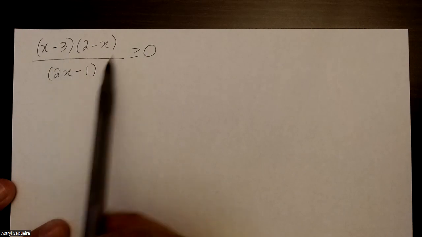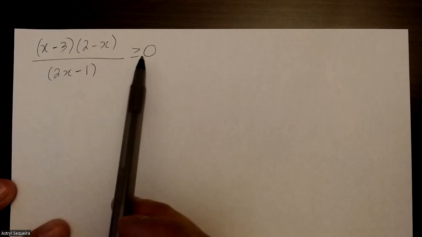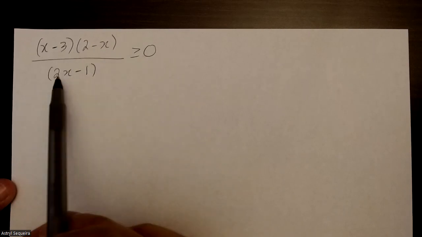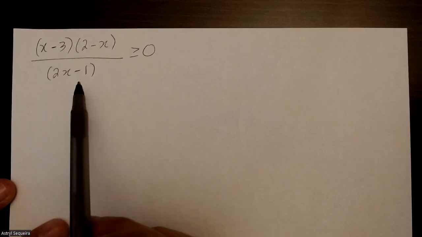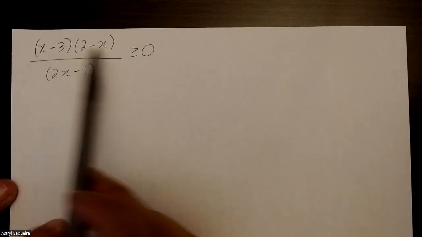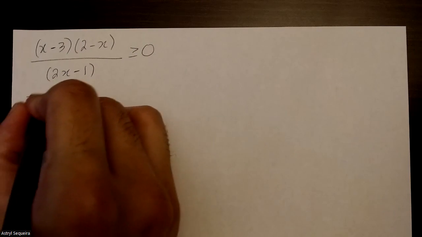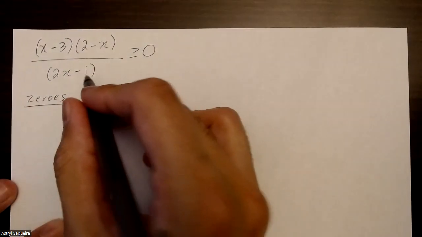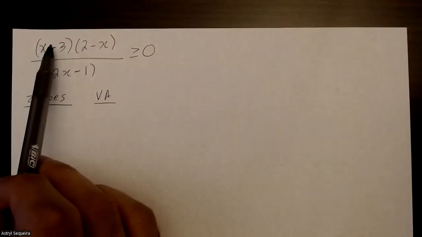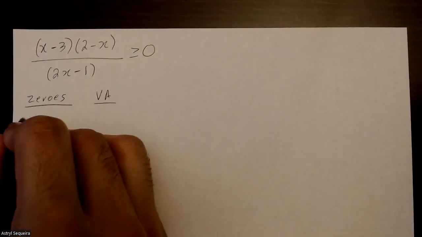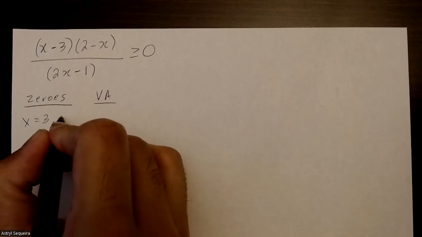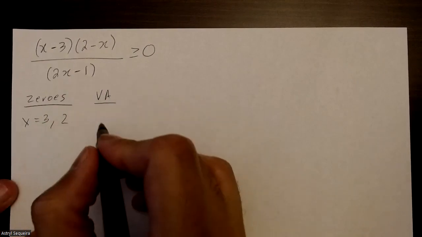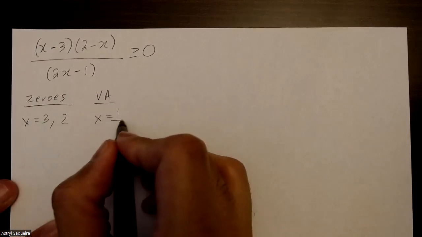Okay, so I have this rational inequality and I need to solve it. Now it's already factored for me, which is great, so I don't have to factor anything. So I can simply state the zeros, which are from the top of the equation, and the vertical asymptotes, which are from the denominator of the equation. So my zeros are just +3 and +2. My vertical asymptote is just 1/2.